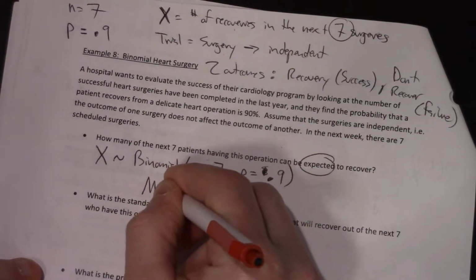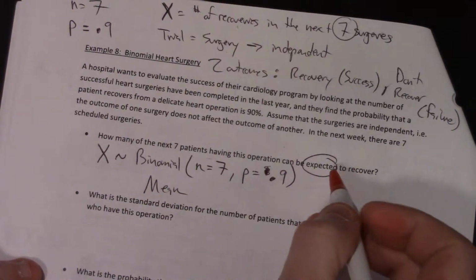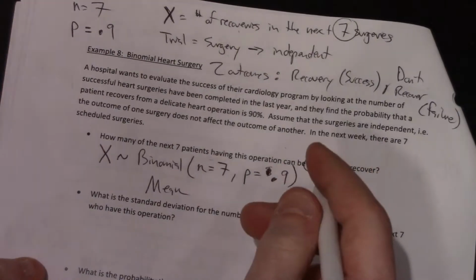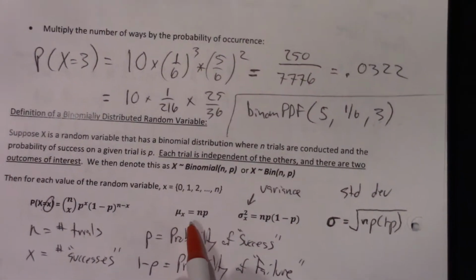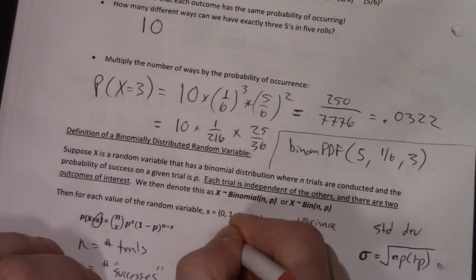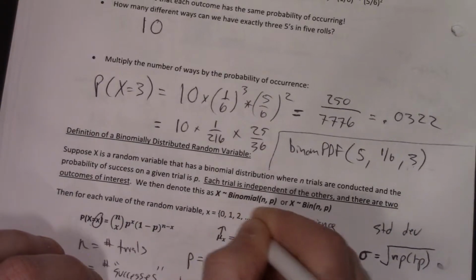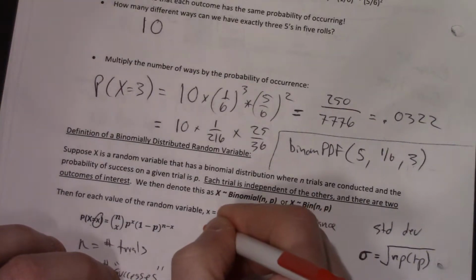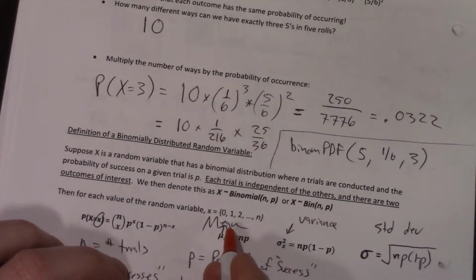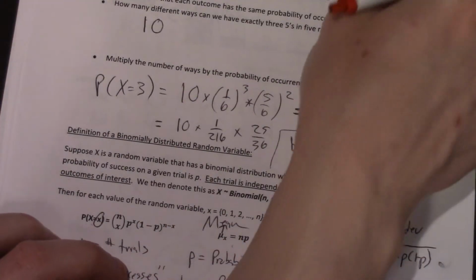So what this means is we want to know the mean of this probability distribution. On average, how many patients will recover in the next 7 surgeries? So from page 8, we see that we have this statement. And I went over it before, but I didn't specify. So this weird u, we have seen this before. That's the Greek letter mu. That means this is the mean of the distribution. So if we want the mean of a binomial random variable, we just take n times p.